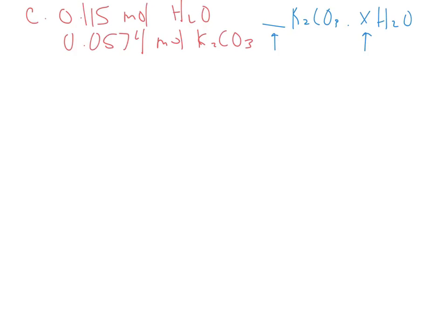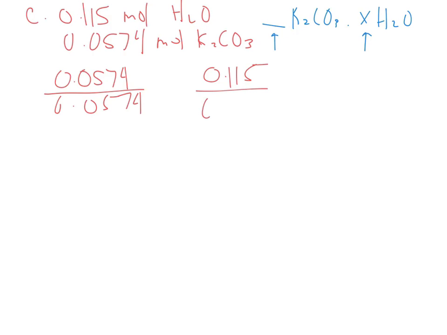So to do this, you're going to take either amount of moles, and you're going to divide either by the smallest number. So in this case, it's 0.0574. You divide this by 0.0574, so this is obviously 1. And when you divide this, you get approximately 2. So this is the nearest whole number ratio.